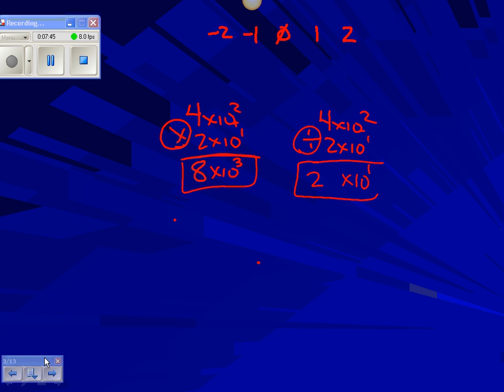Always double check your coefficients to make sure that they agree. Make sure that it fits between 1 and 10. So that's, in a nutshell, how you multiply and divide and subtract exponents.